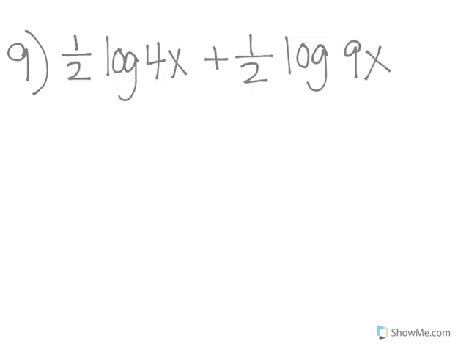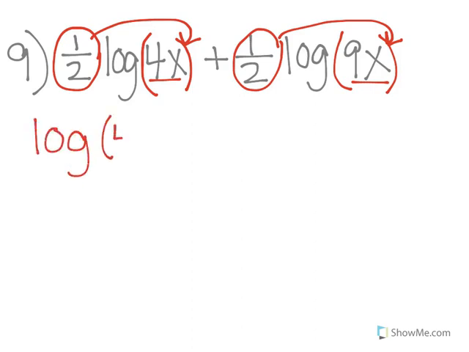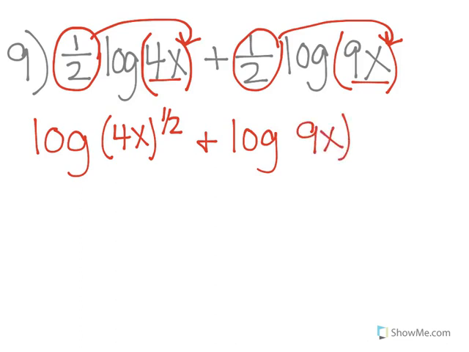Alright, so number 9 is actually a challenging problem, and we're going to walk through it. Okay, so in number 9, there are two coefficients, the same coefficient, but this 1/2 is going to fly. Now, this is the key. This 1/2 is in front of the whole log, this whole 4x and this whole 9x. So we need to put parentheses here when we raise this to the 1/2 power. So our first step is log of (4x) to the 1/2 plus log of (9x) to the 1/2.